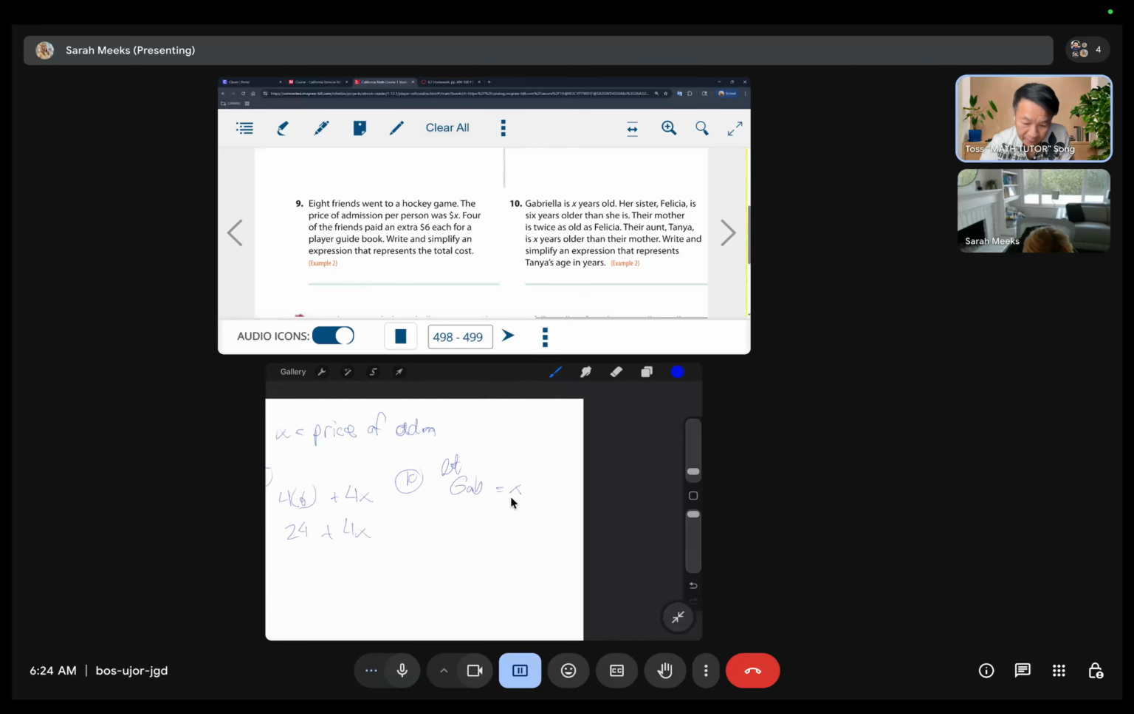And then Felicia equals 6 years older than Gab. That means x plus 6. Let's see if you're okay with that before we move on. And then their mother, so you can say mother equals x times 2?